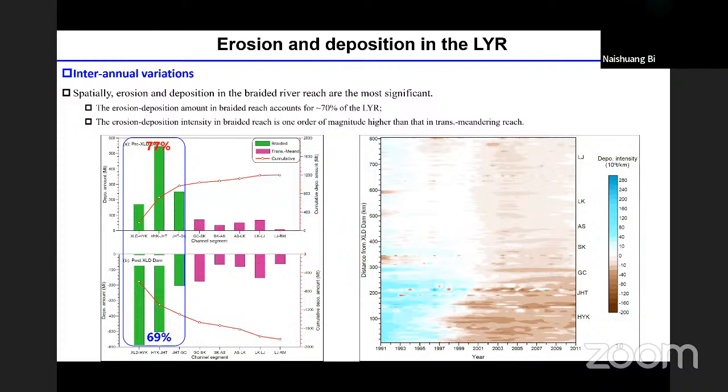However, after the construction of Xiaolangdi, the erosion in braided reaches was about twice that in the transitional and meandering reaches. It accounts for around 69% of the annual erosion value. Because of the different lengths of the river segments, we also calculated the erosion deposition intensity. It shows that the intensity in braided reaches is one order of magnitude higher than that in transitional and meandering reaches.